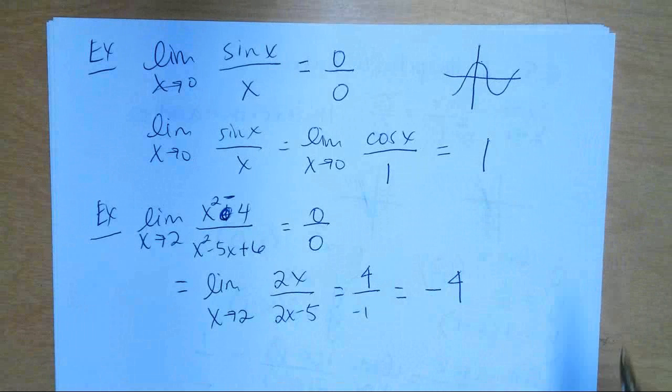Now, let's say you were to take the derivative and actually get 0 over 0 again. Then what? Take the derivatives again. You can keep doing this process.